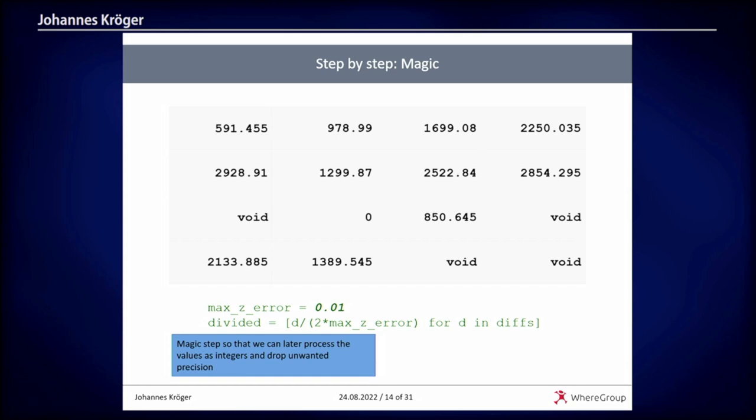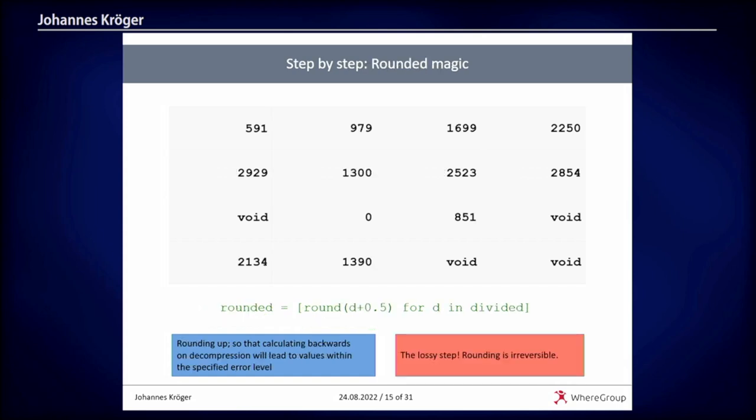You see that the values change again. They become quite big, but it's just an intermediate step, so it doesn't matter. In the next step, LERC uses these values and rounds them to the next integer. And this is the magic inside this algorithm. I can't explain it well, you just have to believe me.